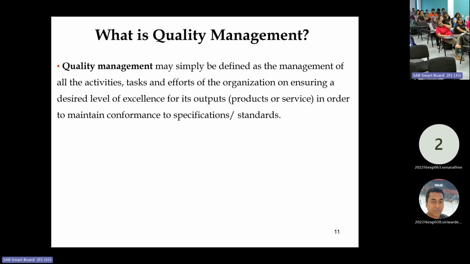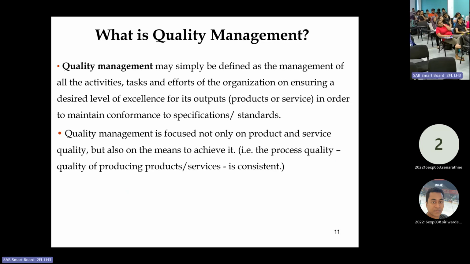So quality management, the area of our topic here, may be simply defined as the management of all the activities, tasks, and efforts of the organization on ensuring a desired level of excellence for its outputs. That means their products and services, in order to maintain conformance to specifications, conformance to standards.